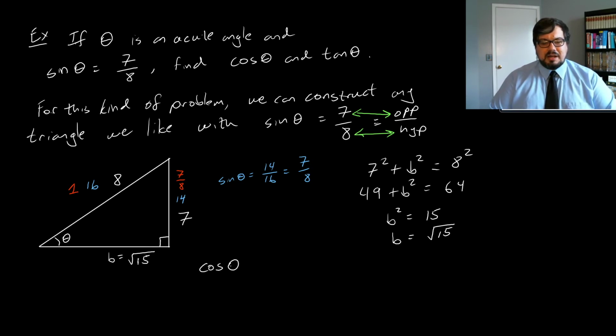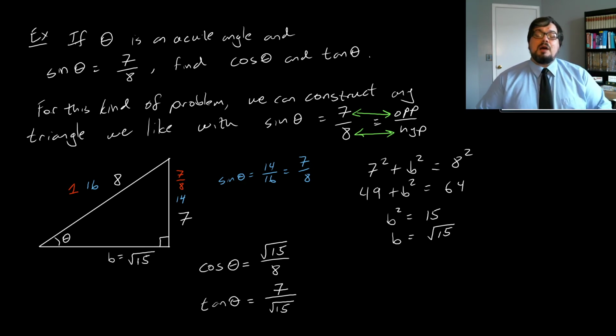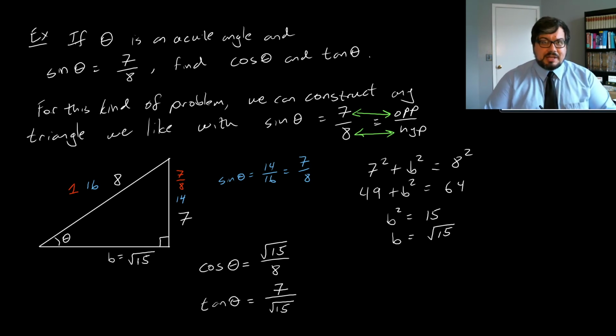So now, cosine of theta is the adjacent side, which has length square root 15, over the hypotenuse, which has length 8. And tangent of theta is the length of the opposite side, which is 7, divided by the length of the adjacent side, which is square root of 15. And so this is how we can use the value of one trigonometric function to find the values of all the rest, as long as you know that you're starting with an acute angle, theta.